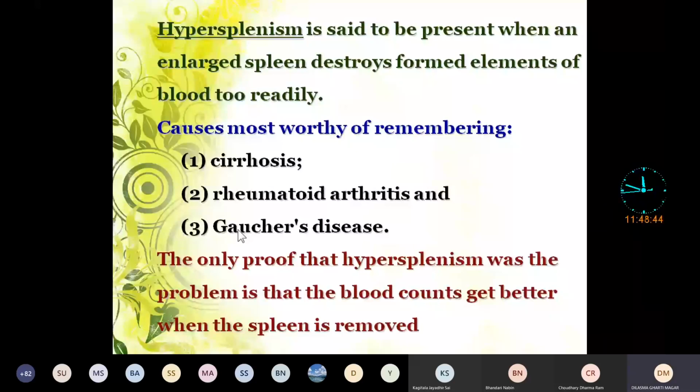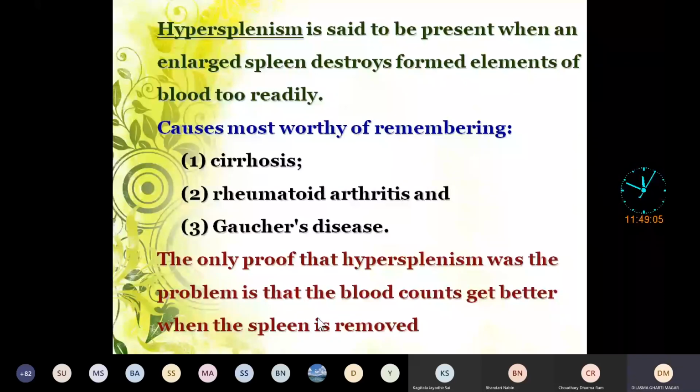The only proof that hypersplenism was a problem is that the blood counts get better when the spleen is removed. So in case of hypersplenism, we will remove the spleen, and only then will the blood counts come to their normal level. Understood this one? So now we'll go to the causes of splenomegaly.